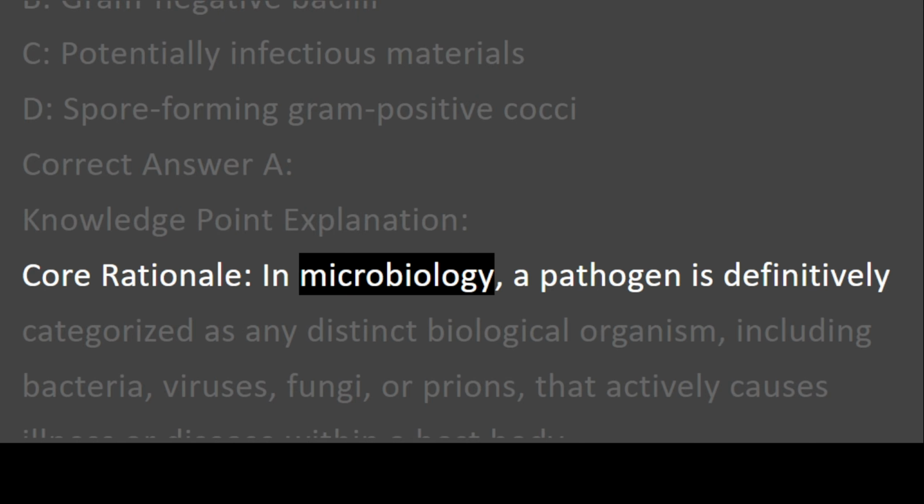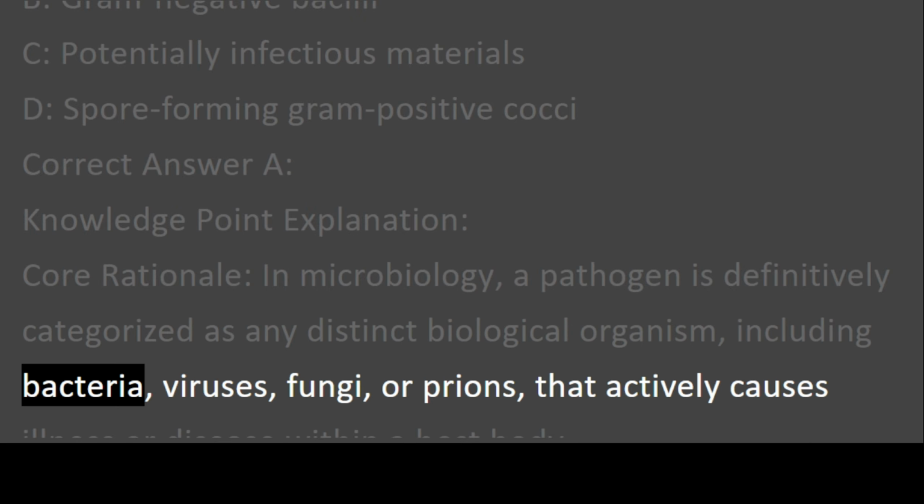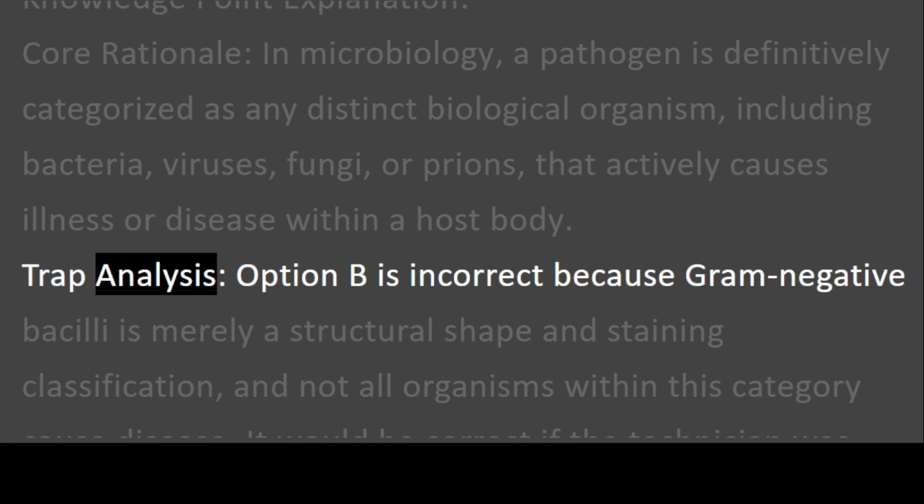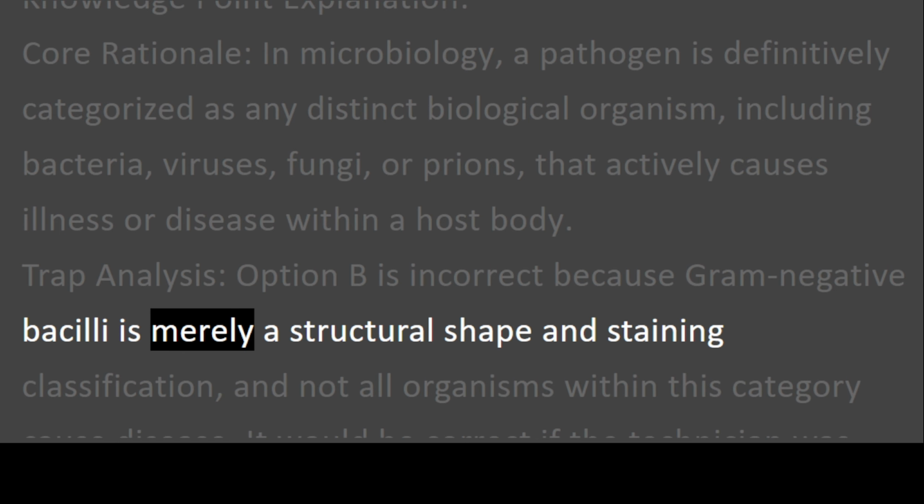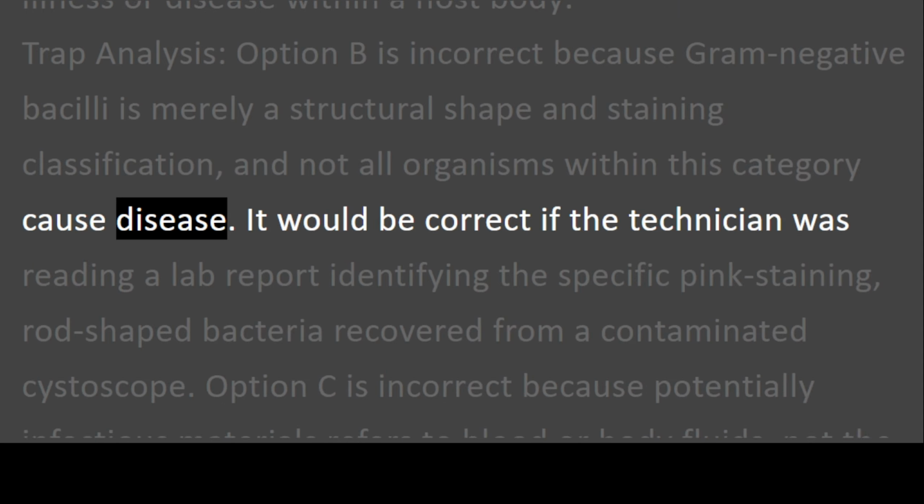In microbiology, a pathogen is definitively categorized as any distinct biological organism, including bacteria, viruses, fungi, or prions, that actively causes illness or disease within a host body. Trap analysis. Option B is incorrect because gram-negative bacilli is merely a structural shape and staining classification, and not all organisms within this category cause disease.